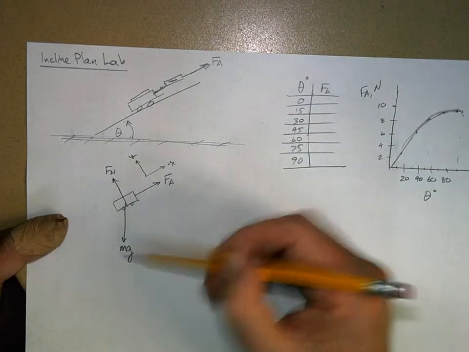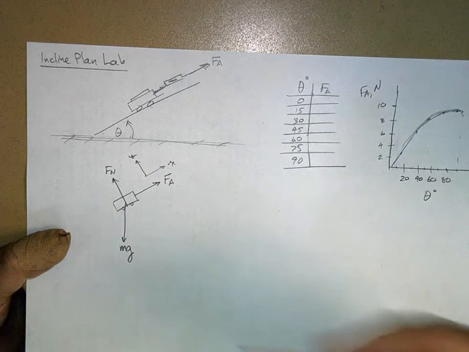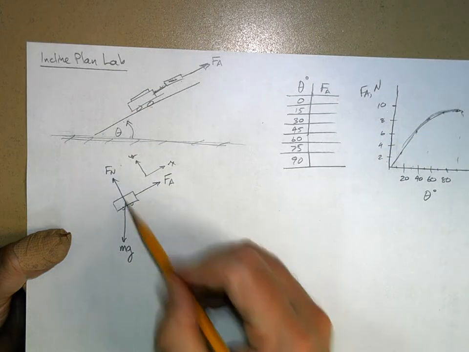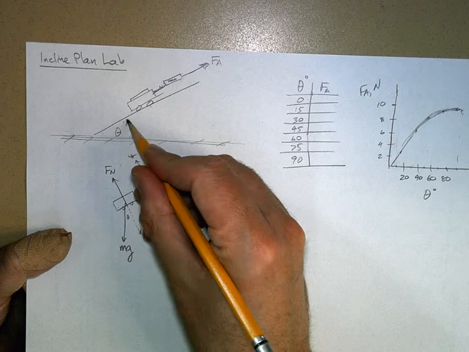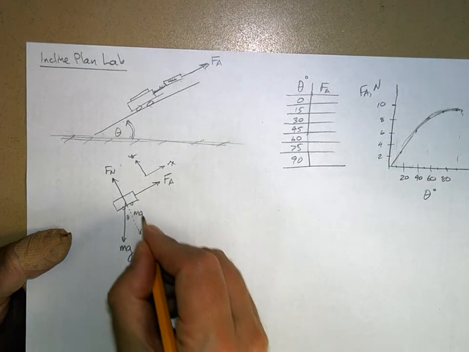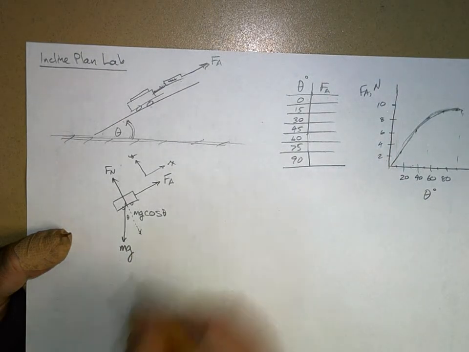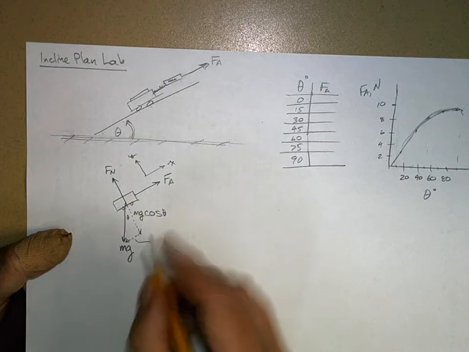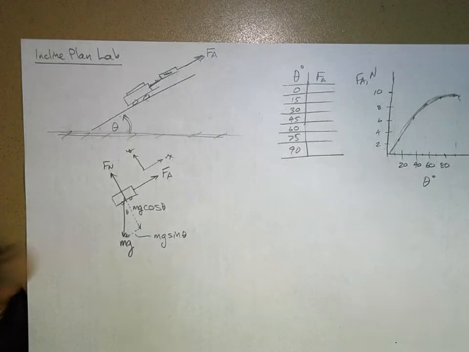Well, now I got to break up this weight force into its components. Here's the component that's perpendicular to the incline, the y component of the weight. And since this is my angle of incline, if this is theta, then this is theta. Well, this is the adjacent leg, so it's the hypotenuse, mg, times the cosine of the angle. And then here is the parallel component of the weight, mg sine theta. It's the part of the weight that's pulling it down the incline.